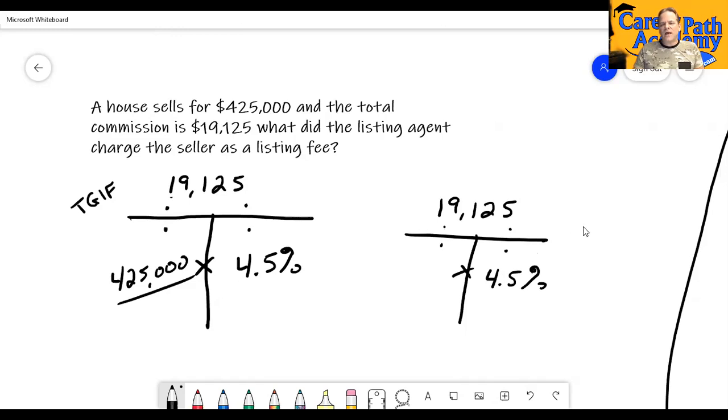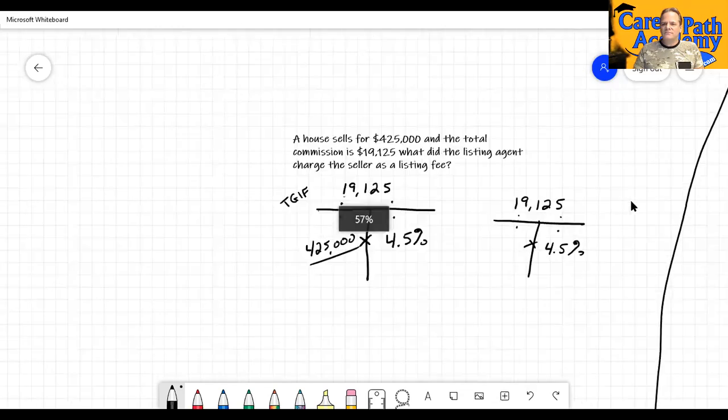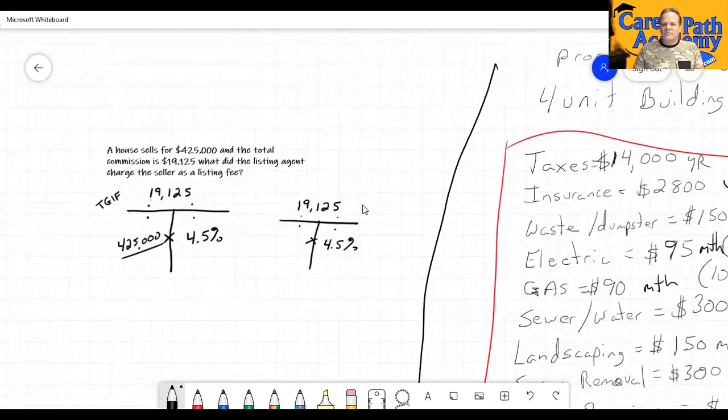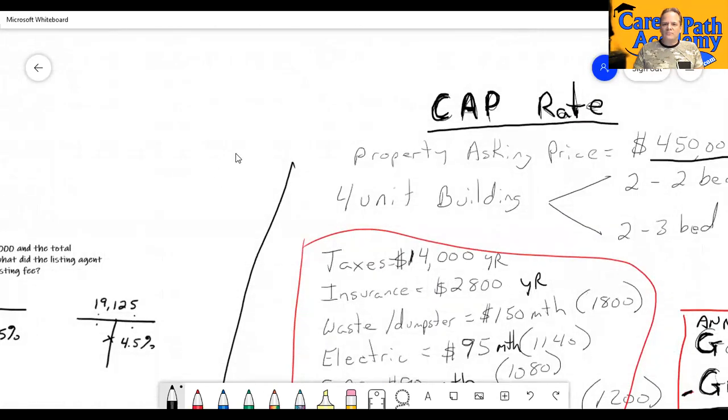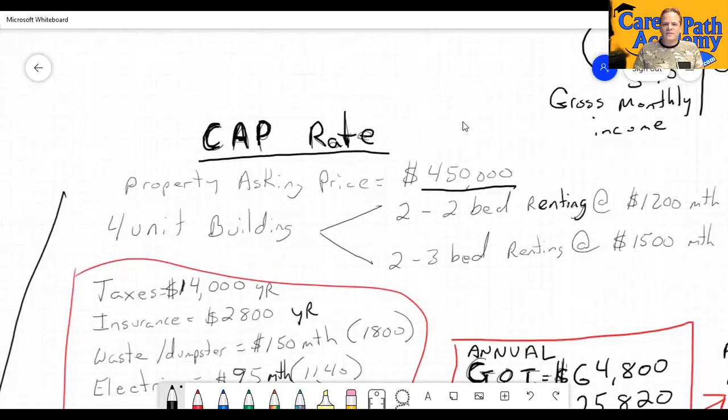It's an easy way to check your math too. So I showed you how to use the T formula for calculating your commission. Now, what if we get a math problem that talks about calculating cap rates?